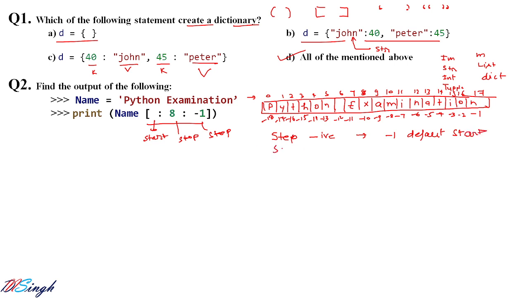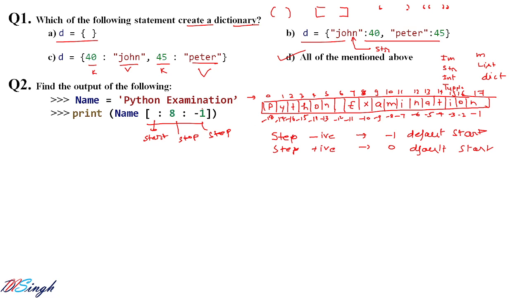If your step is positive, then by default start will become 0. The default start is 0, and the default stop will always be the length. So whatever the string length is, if stop is not given, that will be the length. And if stop is given, remember that your index will go one less than the stop.